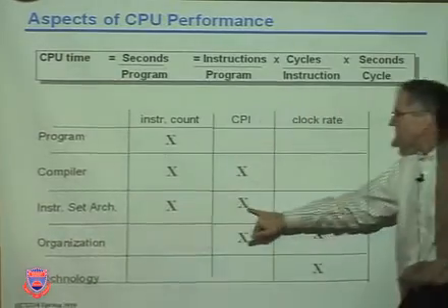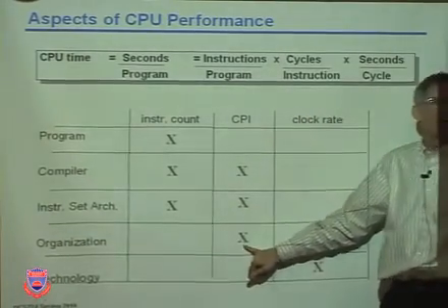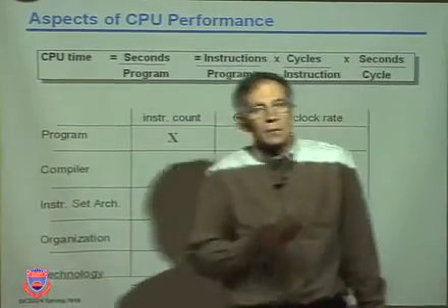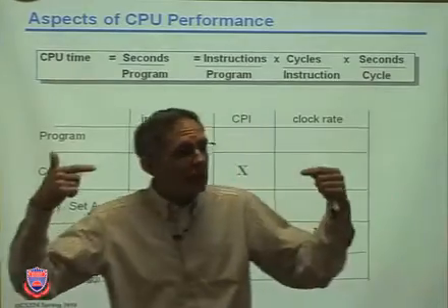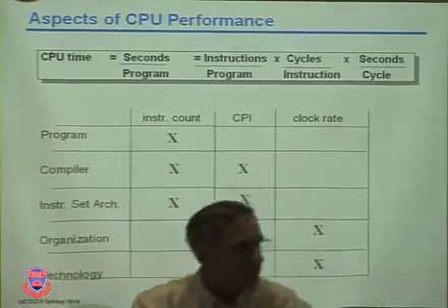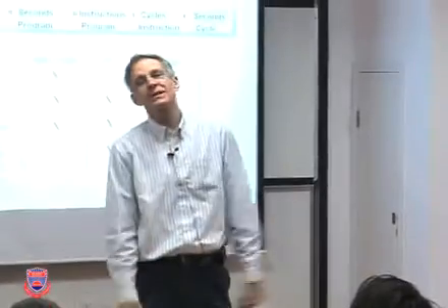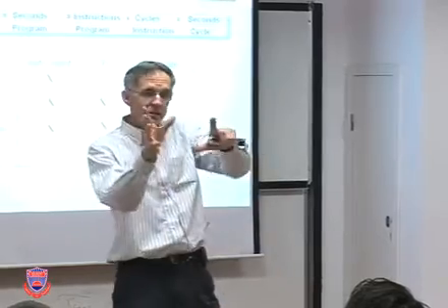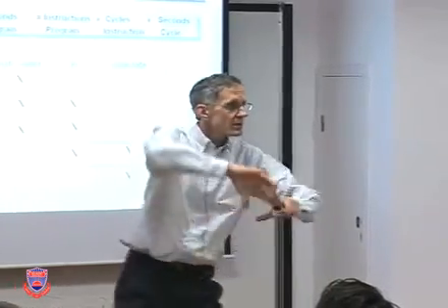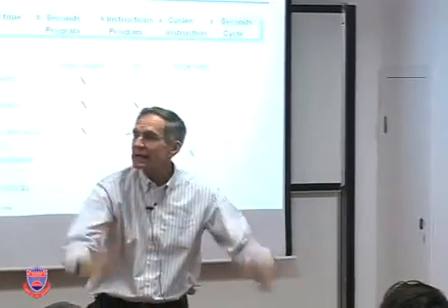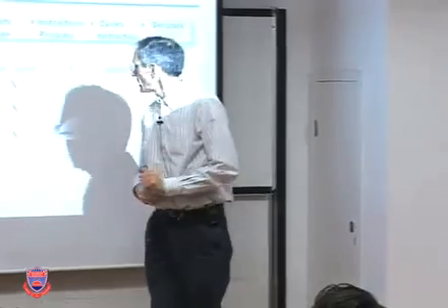Okay? Then the organization itself. Intel and AMD both implement the same instruction set architecture, but they got different machines under the hood, and guess what? They have different CPIs. Because Intel's engineers said, let's do it this way, and AMD's engineers said, let's do it this way, and they get a different CPI.